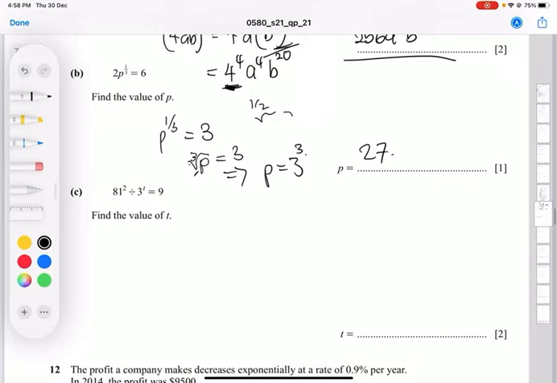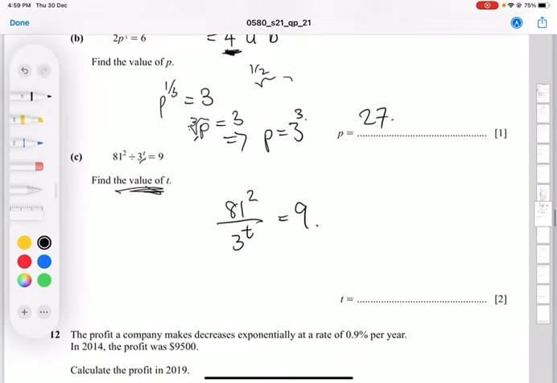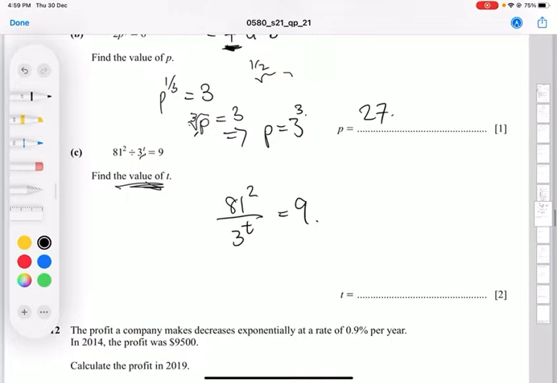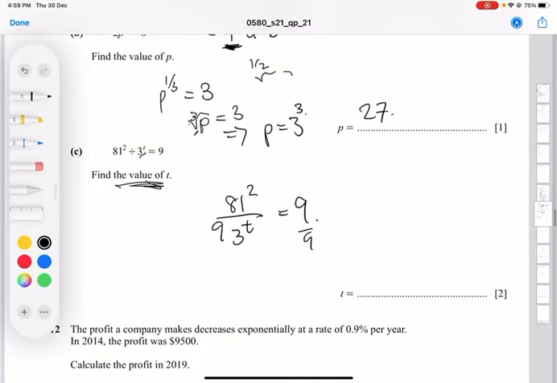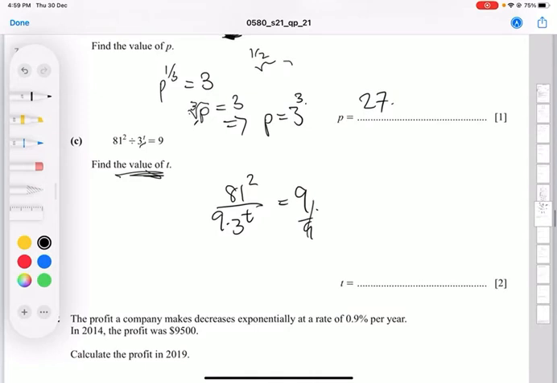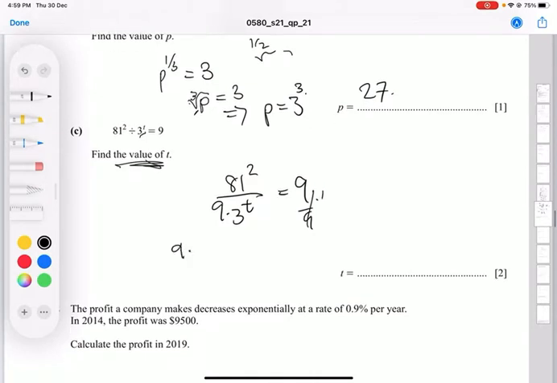Now it asks you here to find the value of t, this t here. So 81 squared, let's rewrite this, over 3 to the t, that equals to 9. So now we're going to do some rearrangement. I want to divide both sides by 9. That may help a little bit. So if I divide both sides by 9, that gives you 1 here. So 9 times, we know that 81 is 9 squared. So 9 squared and then squared again, so that's 9 to the 4th.